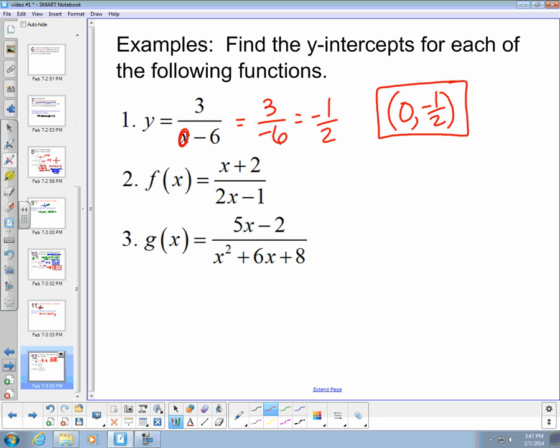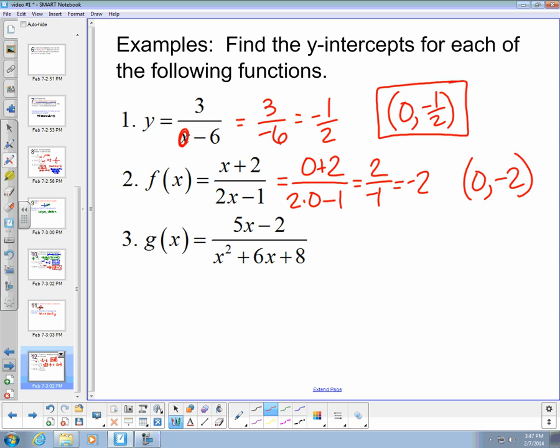Pause the video for a second and work numbers 2 and 3, and then turn it back on to check your answers. For number 2, if I put a 0 everywhere there's an x, 0 plus 2 over 2 times 0 minus 1, I will end up with 2 over -1, or -2. So my y-intercept is at the point 0, -2.